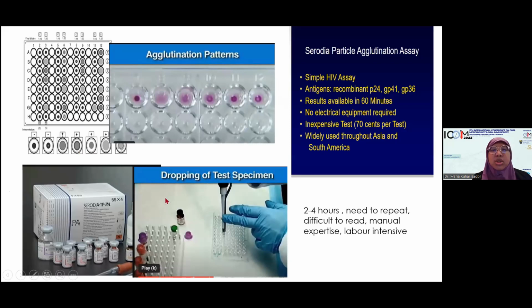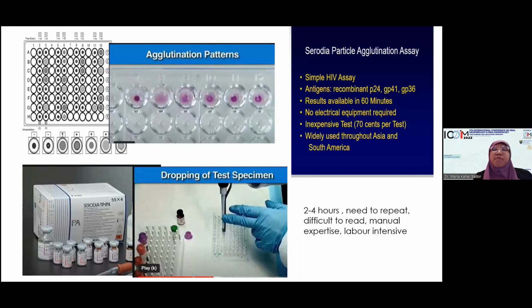And as you can see, this is what we do. It's manual. It's very simple. It actually has the antigens, which are recombinant P24, GP41, and GP36. Because it's manual, the results are available, but it takes about 1 or 2 hours. And the good thing is that there is no electrical equipment required, and it's an inexpensive test. And it is widely used throughout Asia and South America.